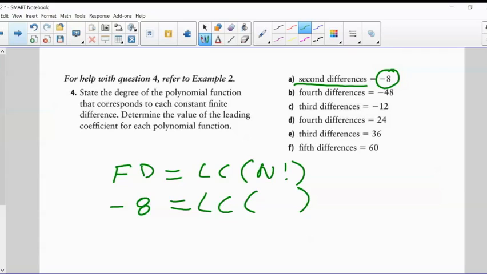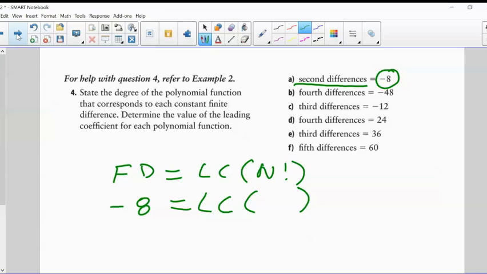We found out that the second differences were all -8. That's what the FD, the finite difference, was. So what's the n in this case for A? What's the value of the n in the case of A? That's what I'm asking for, Keonte. 8? No, that was what the second differences were.